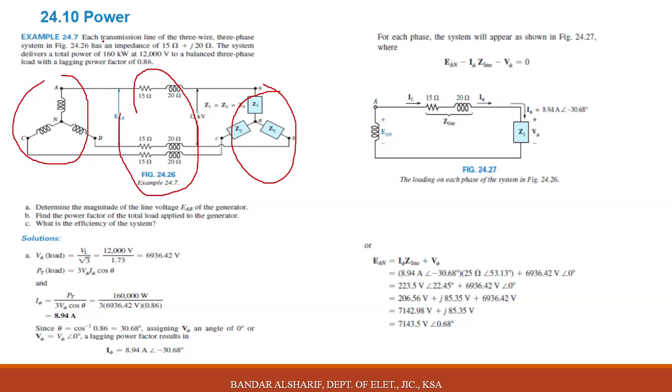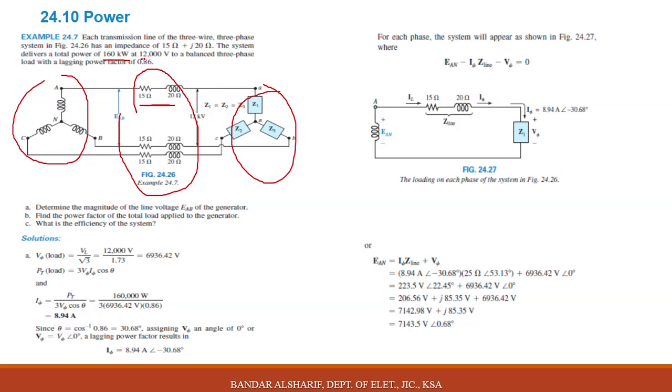Example 24.7. Each transmission line for the three-phase system in figure 24.26 has an impedance 15 ohm plus J20, which is this. The system delivers total power 160 kilowatt. This means active power. Okay, delivered. This means delivered to the load, okay, not from the source. It is delivered here. This means there are some losses in the transmission line, at 12,000 volt.